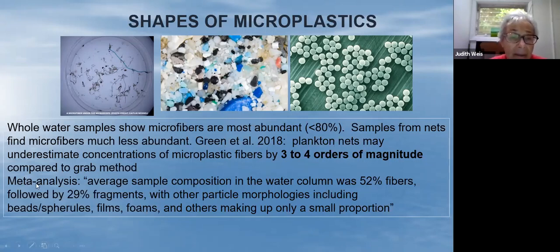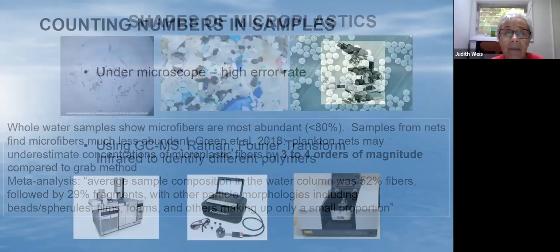A meta-analysis is a study that looks at previous studies and compares a whole lot of them. And they found that the average of all these studies in the water was 52% fibers, followed by 29% fragments. And all the other shapes were pretty rare, being the spheres, the films, foams, and so forth, all making up a small proportion. So that's an analysis of many, many different studies.